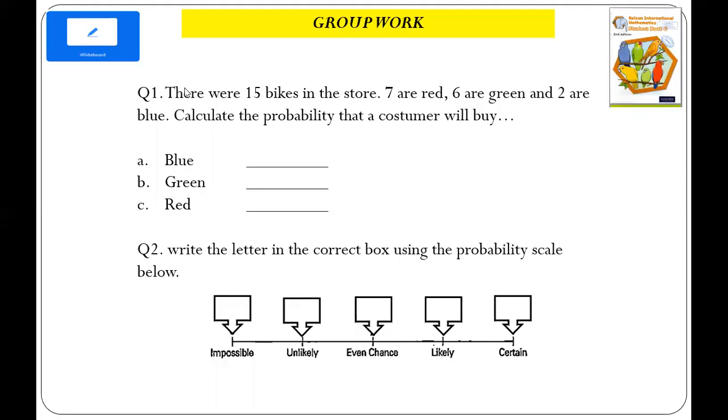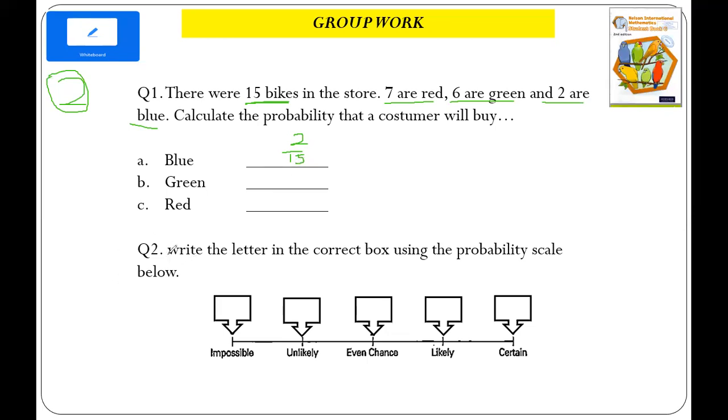The next one here, I want you to answer this also. So there were 15 bikes. What is the total of bikes? There are 15 in the store. 7 bikes are red, 6 are green, and 2 are blue. So what will be the probability that a customer will buy a blue? I'll give you just an example. Blue, how many blue? So you will write 2 out of 15. That's it.